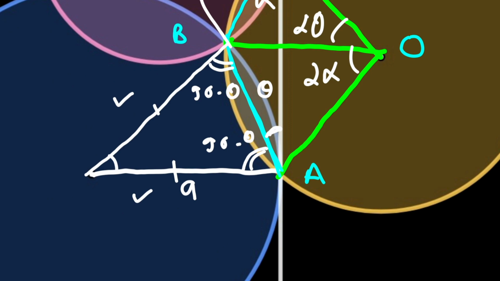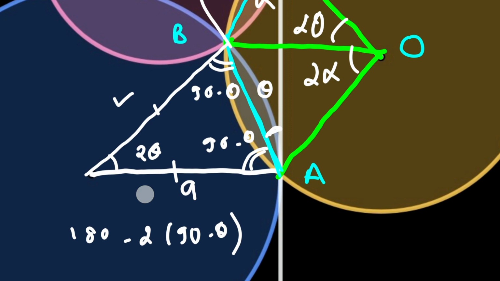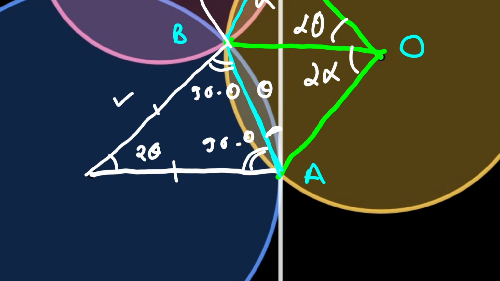Therefore, the third angle over here would have a value 180 degrees minus 2 times (90 minus theta). And at the end, this equation will give us a value 2 times theta. So we can see that the third angle over here has a value 2 times theta. Keep this thing as it is, and now let us move on to the pink circle.